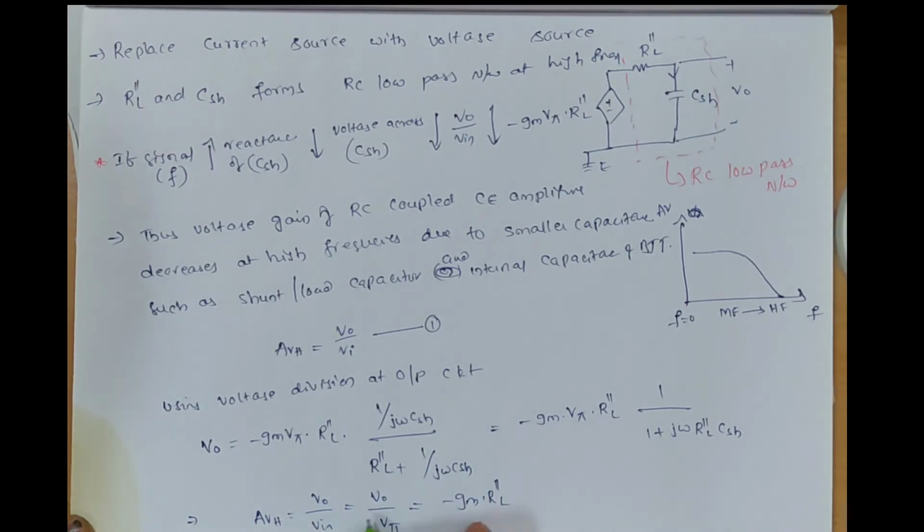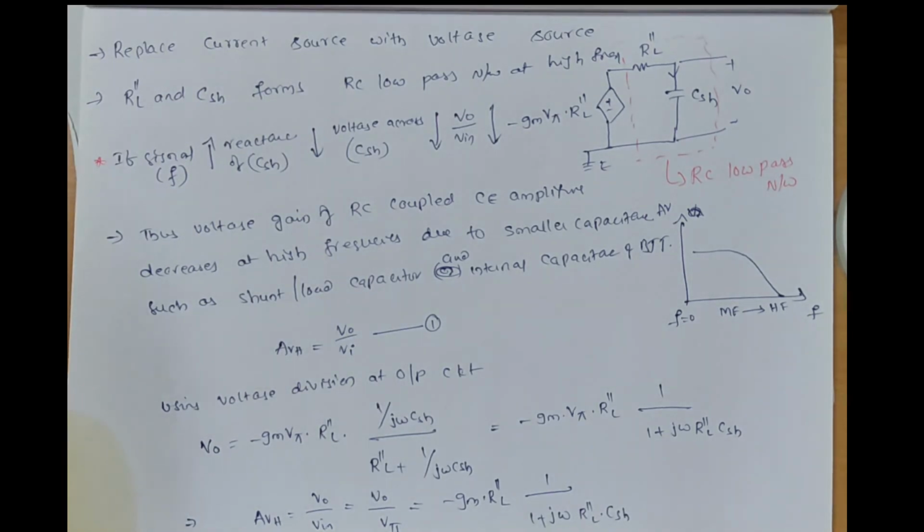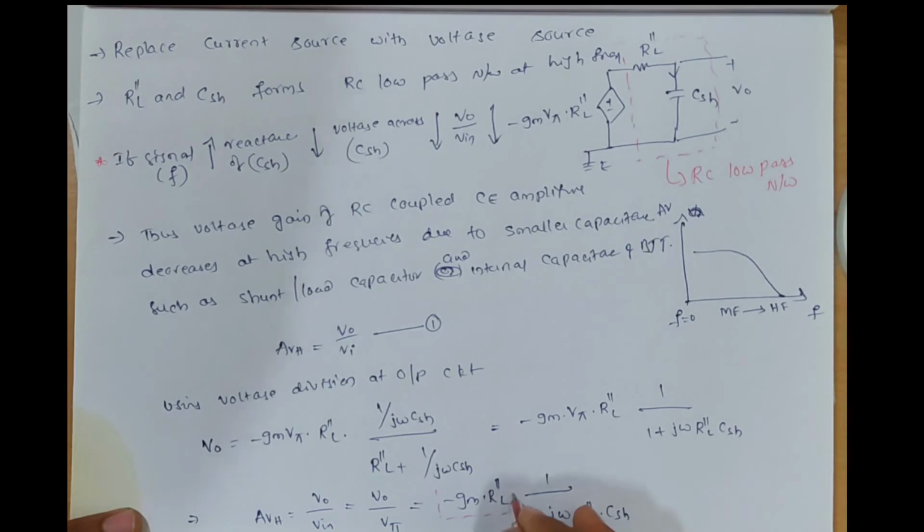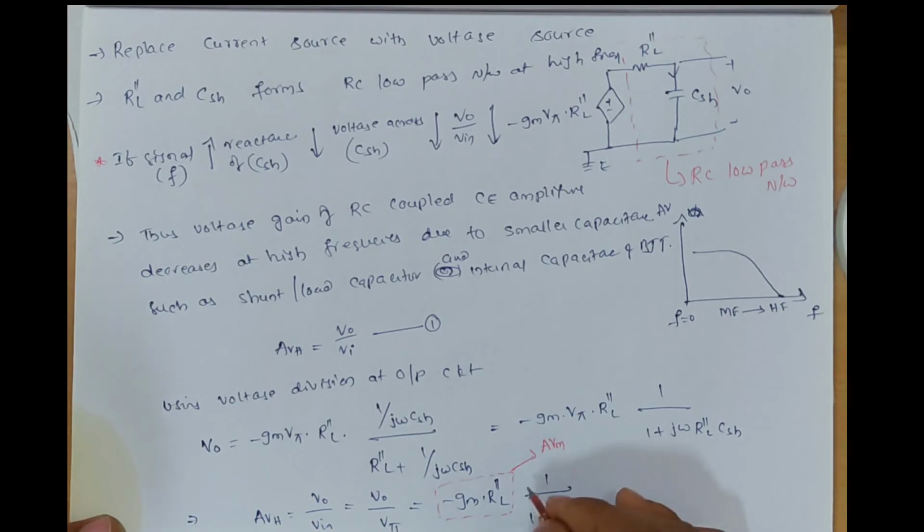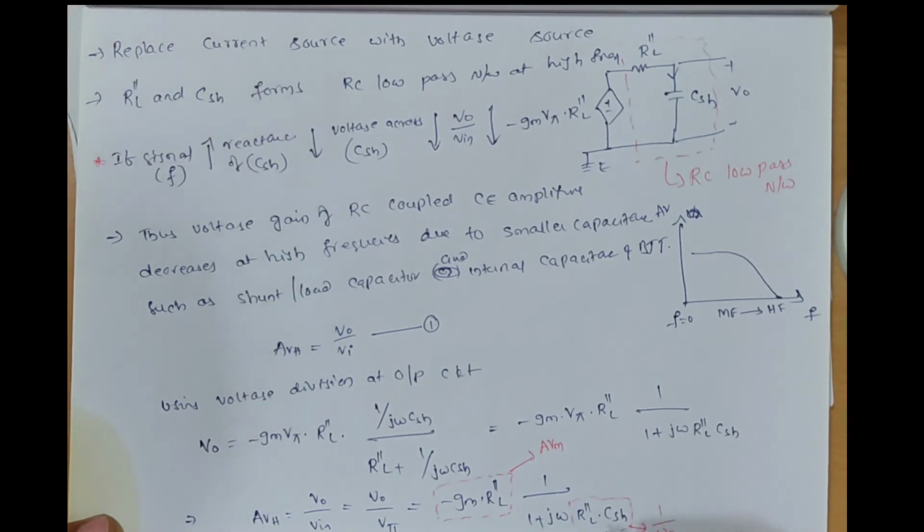So V0 by V-pi equals minus GM into R double dash L into 1 by 1 plus j omega R double dash L into CSH. So we can write minus GM into R double dash L as AVM, which is nothing but the midband voltage gain. And R double dash L into CSH is nothing but 1 by omega H. R into C is nothing but the time constant, so time constant equals 1 by omega H.